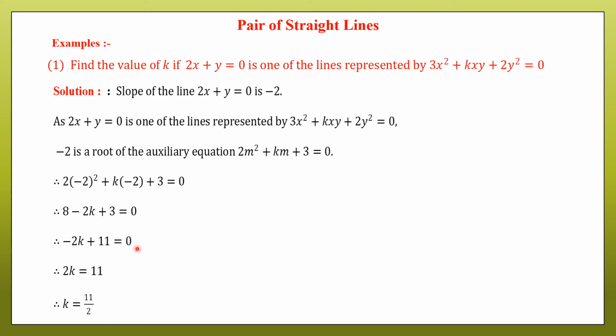Taking 11 to the RHS, minus 2k equal to minus 11. Changing the sign, 2k equal to 11. Therefore, k equal to 11 divided by 2.